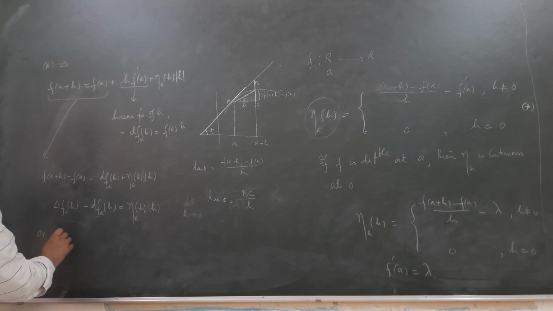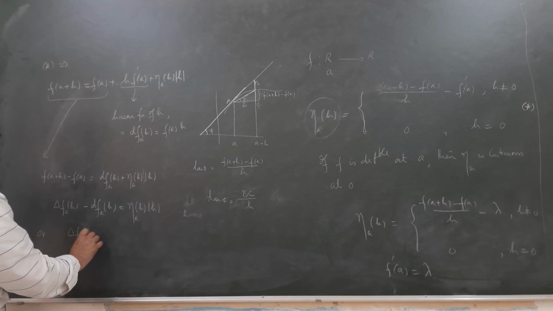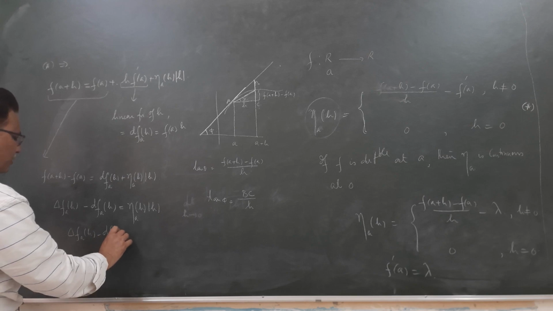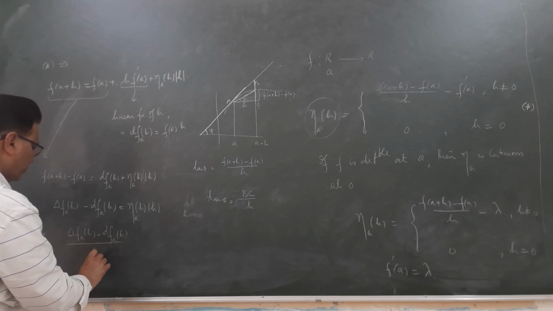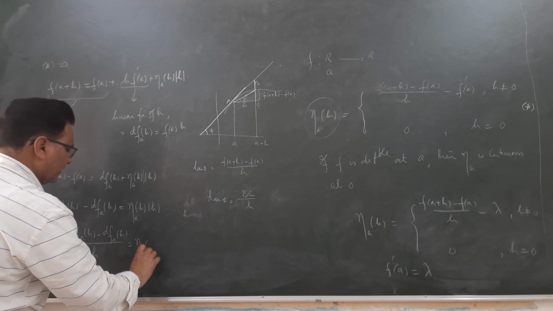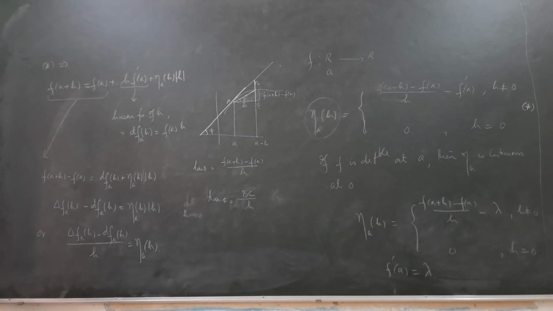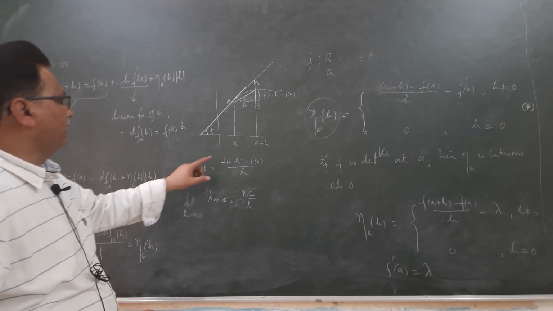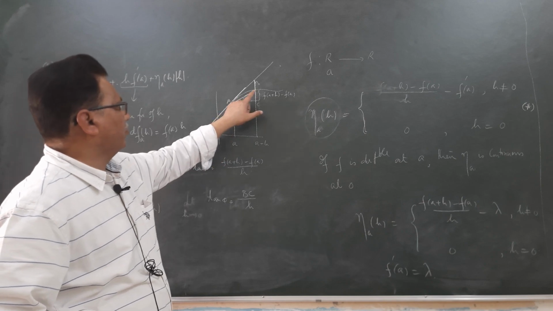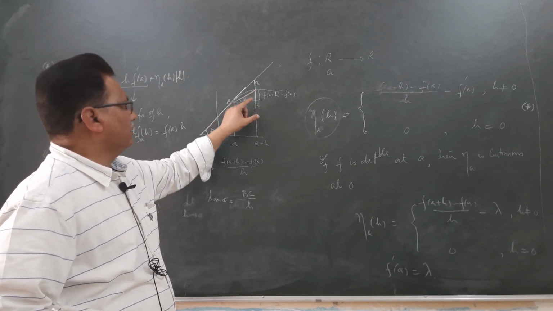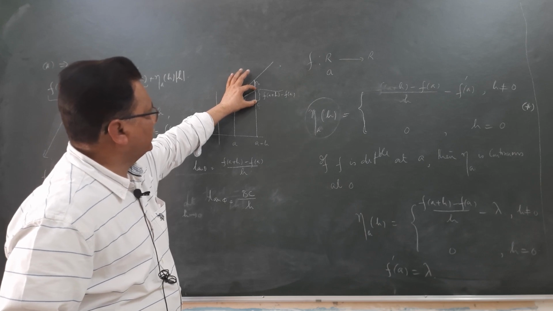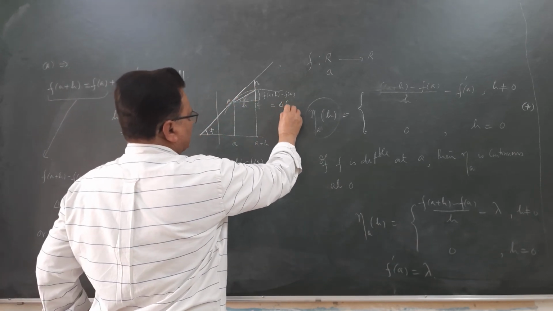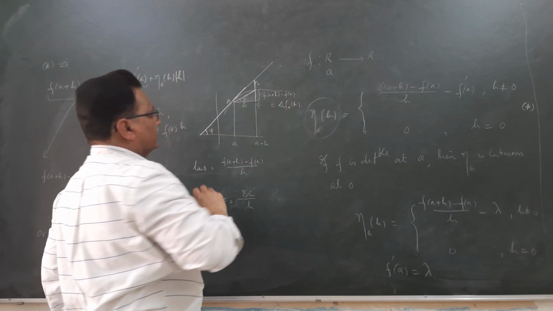Or from here I can say that delta f(a)(h) minus df(a)(h) upon modulus of h is eta(a)(h). Non-linear change means we can say it's an increment. Non-linear change, increment in h. When you go from point A to point B, what is the change in the values? Okay, so this is the non-linear change. You have written it here, so this is delta f(h).